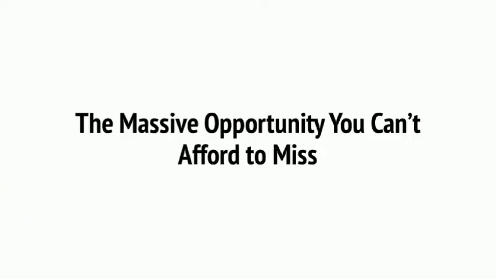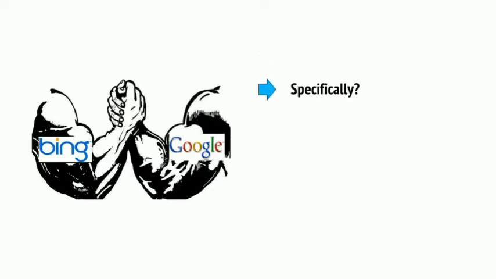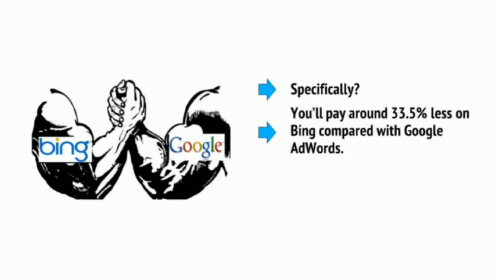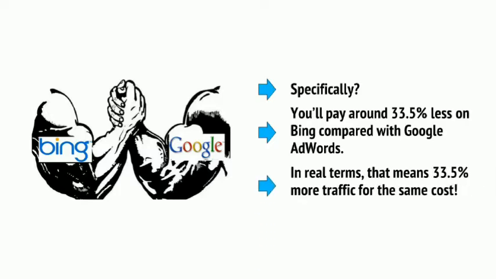And one last thing to consider is that Bing offers a lot of opportunity for the savvy SEO webmaster. Why is that? Well, simply because Bing is lesser known and there are fewer people trying to rank there. Likewise, there are fewer people paying for PPC. That means you'll pay less per click and you'll find it much easier to get to the top of the SERPs. Specifically, you'll pay around 33.5% less on Bing compared with Google AdWords. In real terms, that means 33.5% more traffic for the same cost.